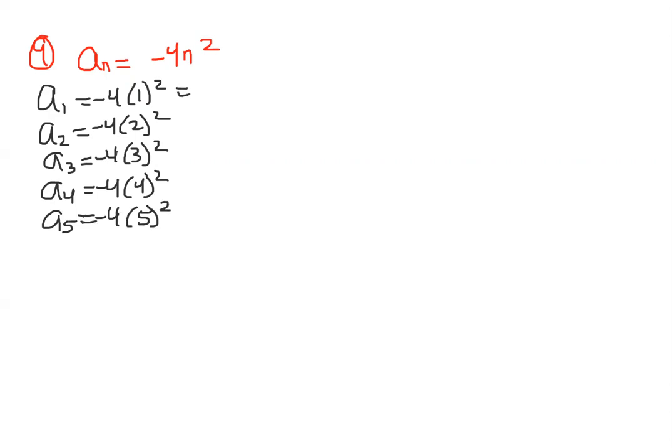So this is going to be 1 times -4. This is going to be 4 times -4. This is going to be 12 times -4. Not 12, I did that wrong. This is going to be 9 times -4. I don't know why I said 12. This is going to be 16 times -4. And this is going to be 25 times -4.